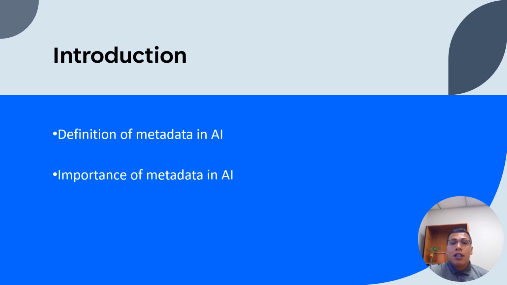Metadata is a general concept that refers to data that provides information about other data. In AI, or artificial intelligence, metadata typically refers to the information that describes, annotates, or characterizes various aspects of AI systems, such as the data used for training, the models themselves, or the deployment of AI solutions.